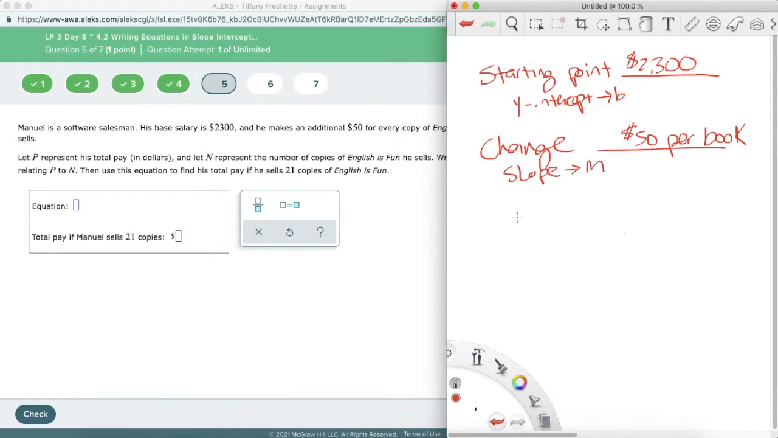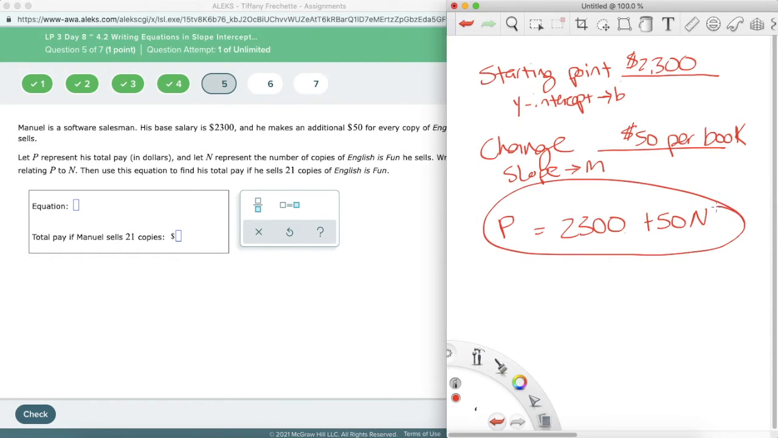So remember, we have a starting point and we have a change. It's going up by $50, but not just $50, $50 per book he sells. And remember, they told us to use N for the number of books that he sells. And they told us to use P for his total pay. Well, if I combine his base salary with the additional amount he gets, that should be his total salary, right? So there we go. We just wrote an equation.